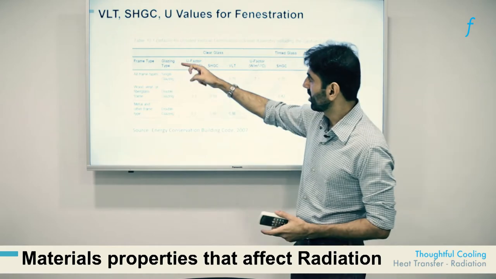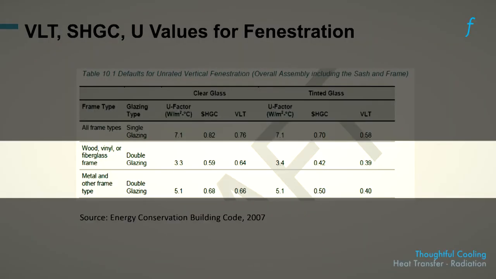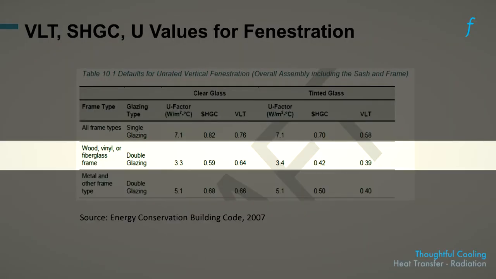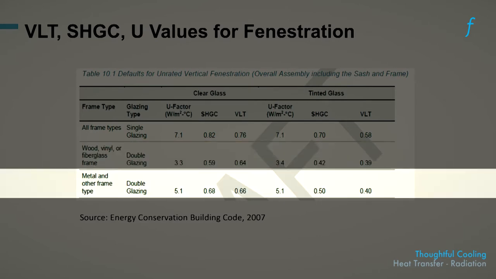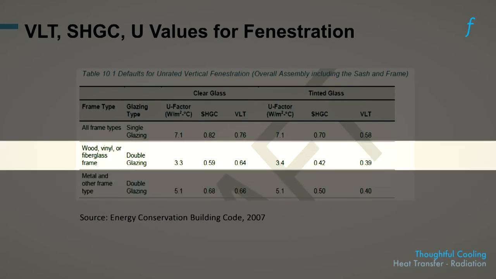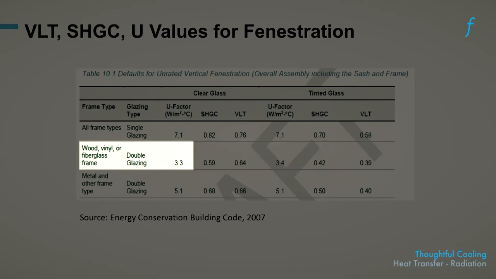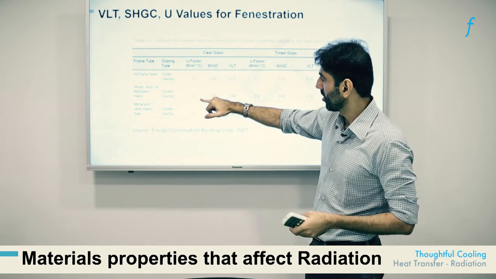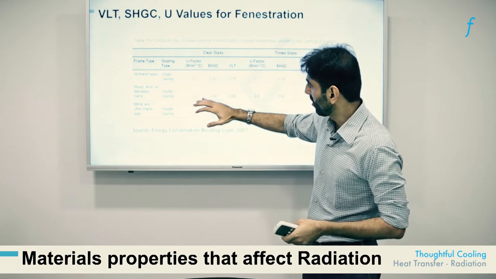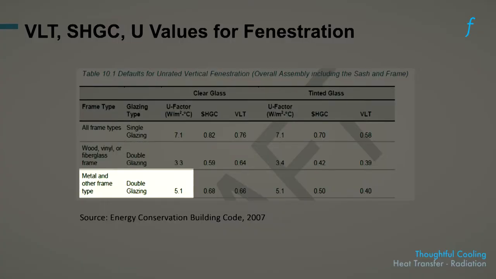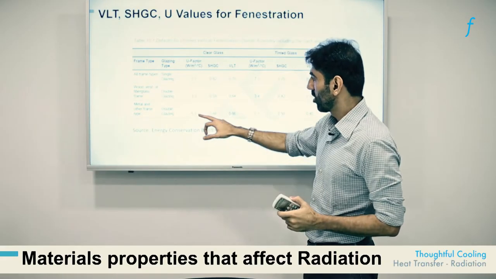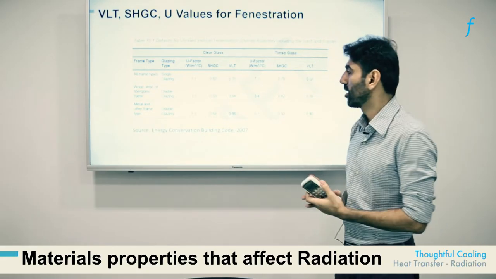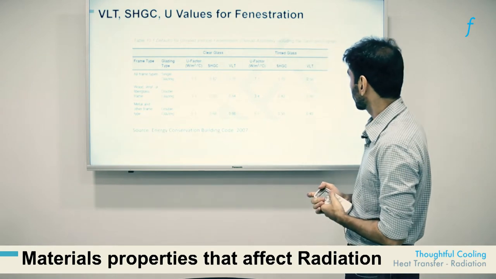So let's look at a typical glazing: single, double, and double glazing with wood or double glazing with metal. And as you can imagine, if you have wood or plastic, the U factor will be reduced because those materials are insulators, in the sense that even the conductive heat transfer is inhibited, right? Whereas if you have the same double glazing with a metal frame, you can imagine if you touch the metal frame on the inside of a window that is facing the sun, you would sense a lot of heat on your palms.